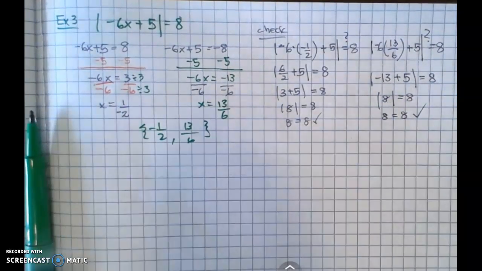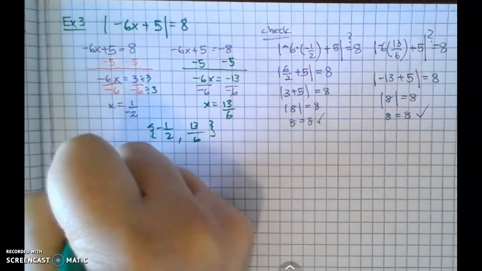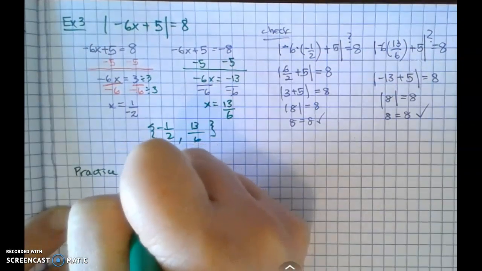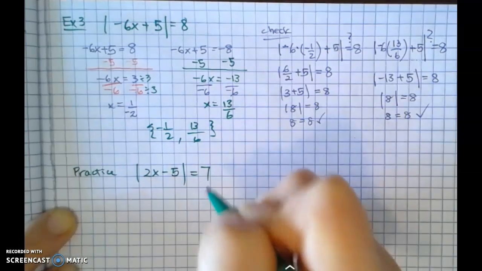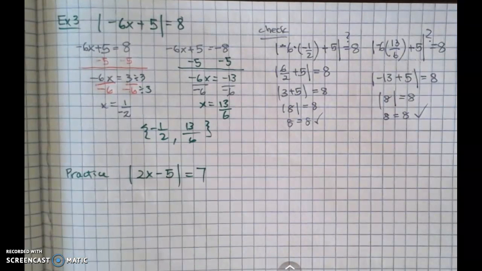So they check out. I am going to leave you with a practice problem to do, and that is the absolute value of 2x minus 5 is equal to 7. Please pause the video. Actually, the answer will be continued in the next video.